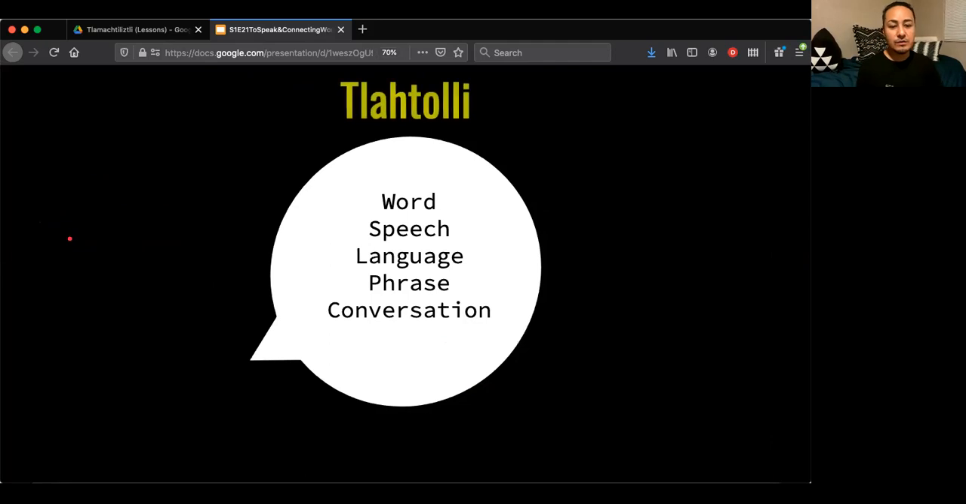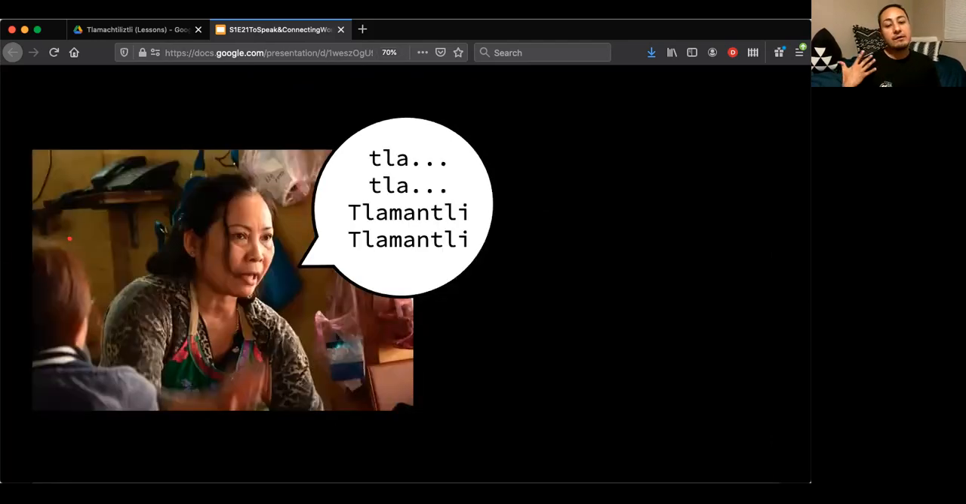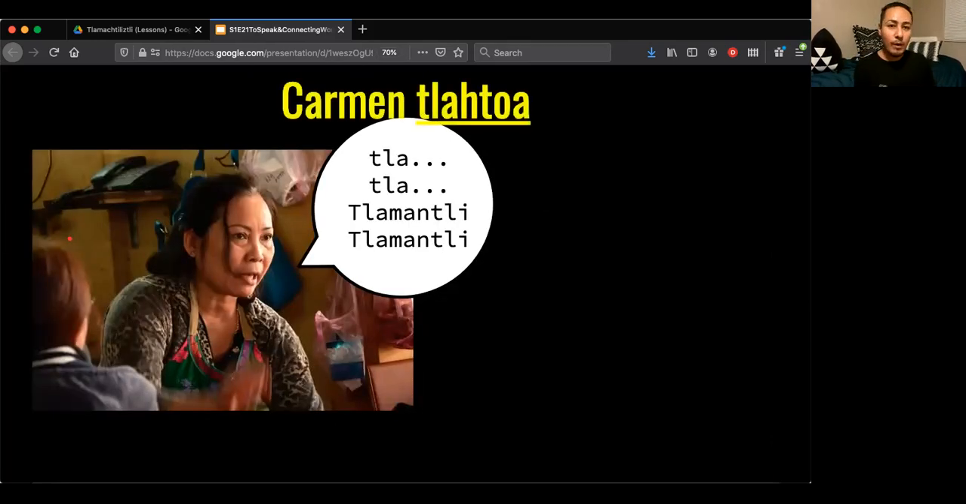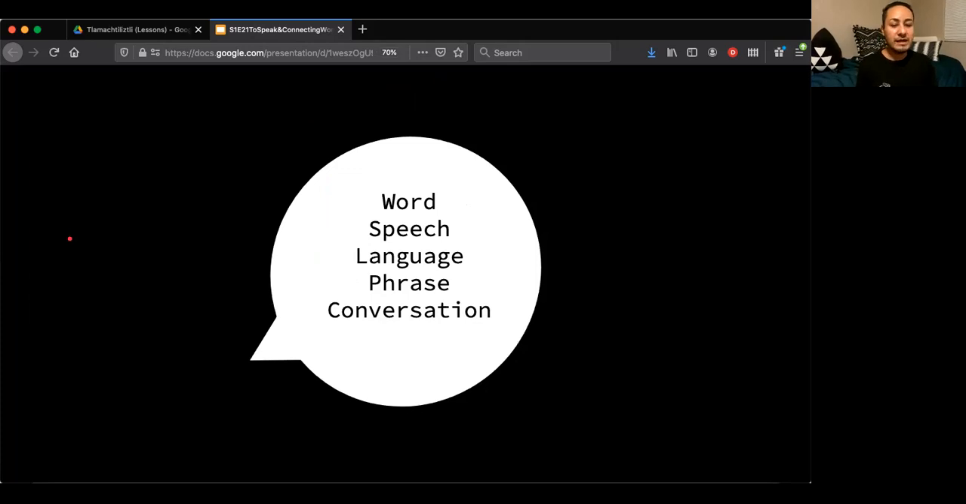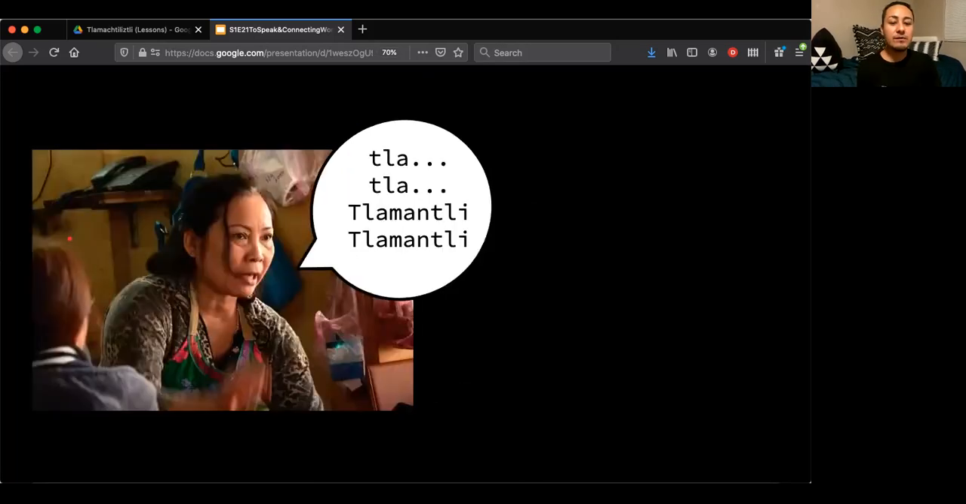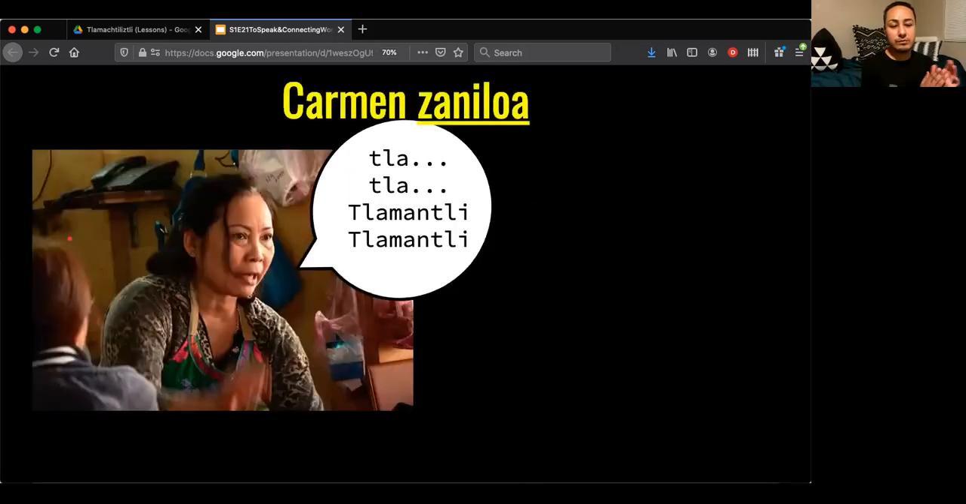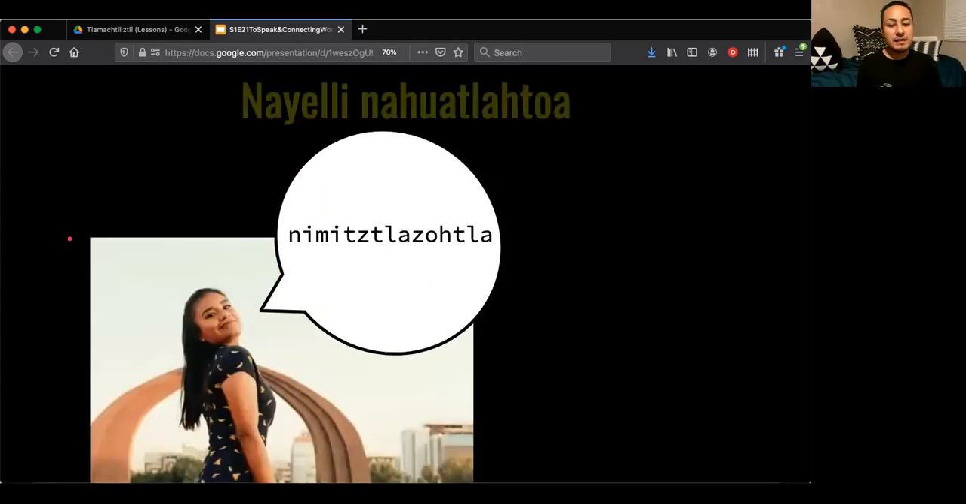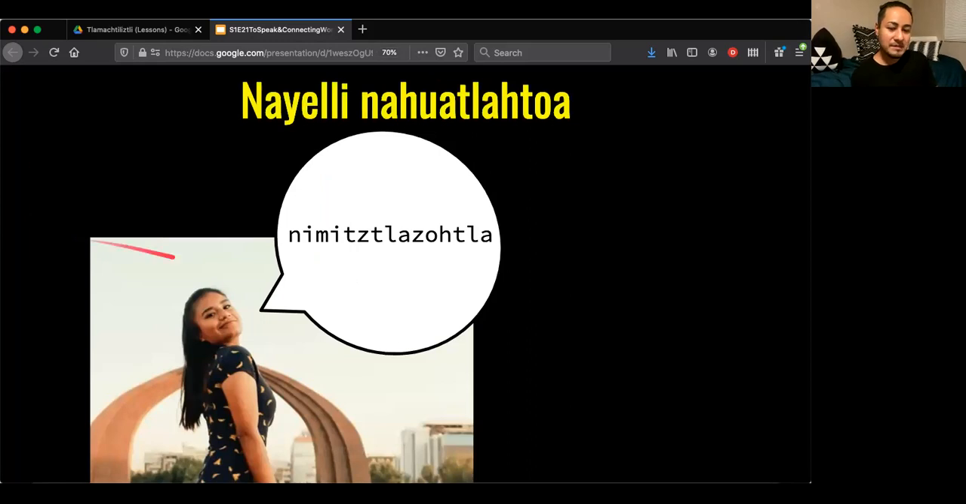Okay, so to review, we have the word tlahtoli, which can mean any of these things. And we have the related verb tlahtoa. We have the word sanili, which is pretty much the same thing as tlahtoli. And we have the similar verb saniloa. Notice she's saying nimitztlazotla. So Nayeli loves you.